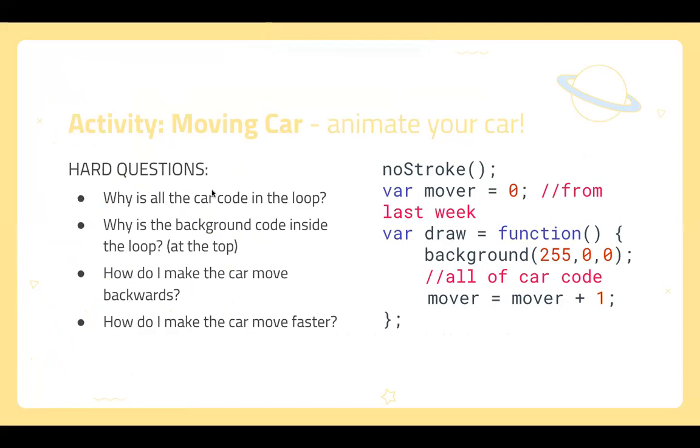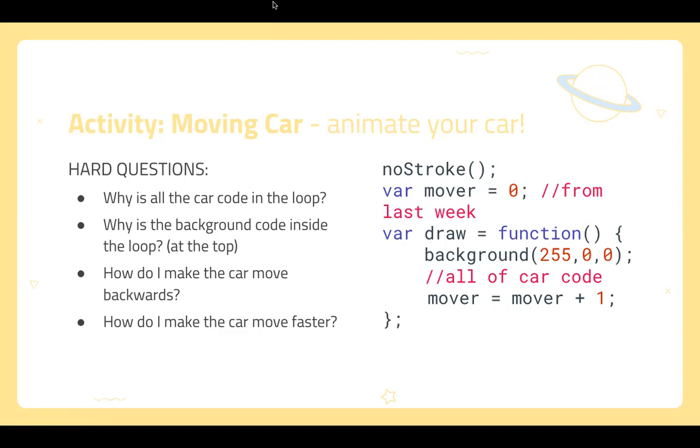Okay, so these are some questions you could ask yourself. Why is all the car code in the loop? Why is the background code inside the loop at the top? How do I make the car move backwards? That's an interesting one. If it's moving positively in the X direction, is there a way that we can make it move negatively in the X direction? Also, how do I make the car move faster?